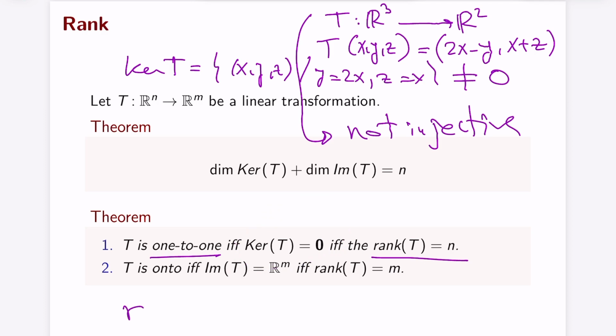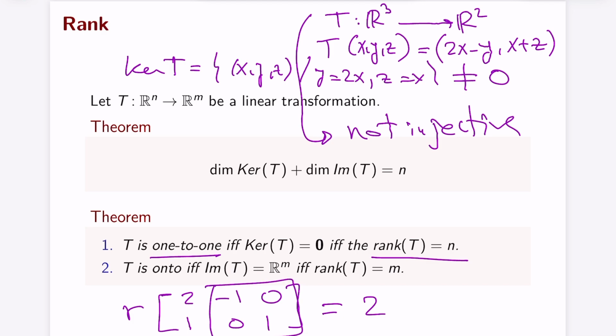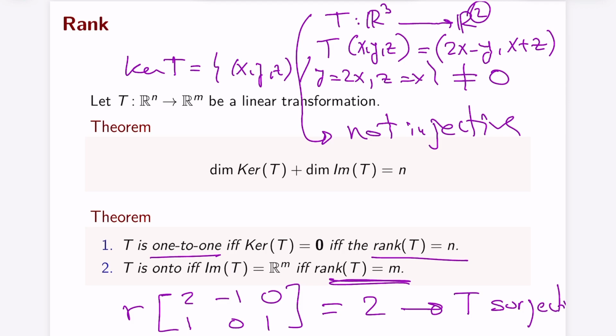Moreover, we can calculate the rank of the associated matrix. The associated matrix to this transformation was this one. We can see easily that the rank of this matrix is 2, since we can find here a 2 by 2 determinant, for instance. So the rank is 2, and this is M. So the rank is M. Because of that, we can say that our transformation is surjective. So it's not injective, but it's surjective.